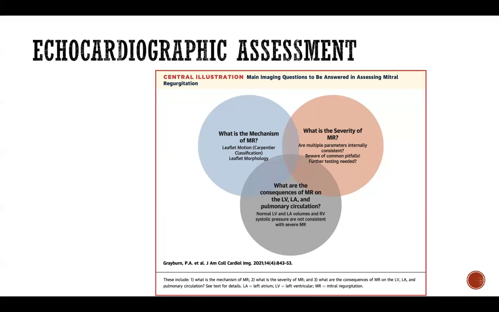The second question is about the severity of mitral regurgitation. And this is most of the time the most challenging point. There are multiple parameters that we will go through in the presentation that you have to know, if not all of them, most of them. And you have to also be aware of the common pitfalls, technical issues, and limitations of every one of these parameters. And then after that, you need to assess the consequence of this mitral regurgitation, looking at the LV, if it's dilated, assessing the ejection fraction and the left atrium as well.